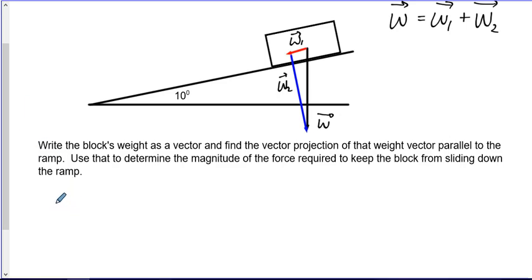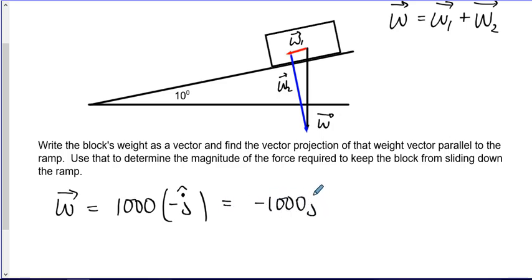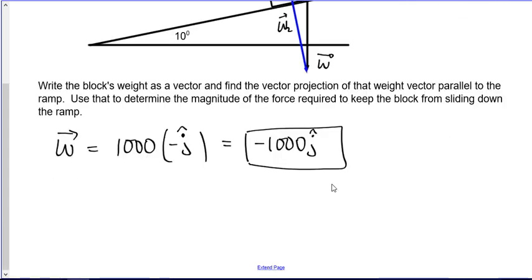Just answer the first part by saying the weight as a vector. It's natural to make down here a negative and say it's 1,000 pounds, so I could do 1,000 as the magnitude and then just do negative j. So negative 1,000 j is a way to express the weight as a vector in a standard coordinate system.